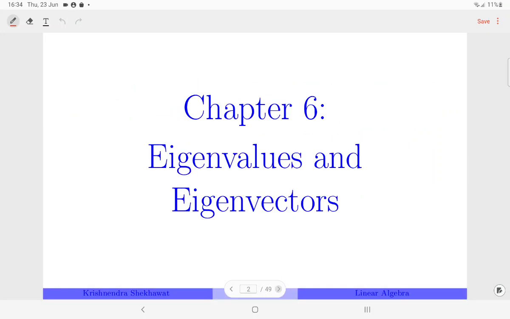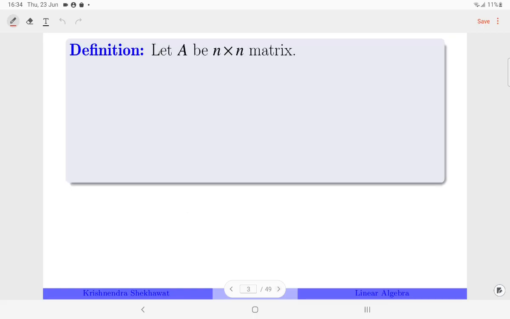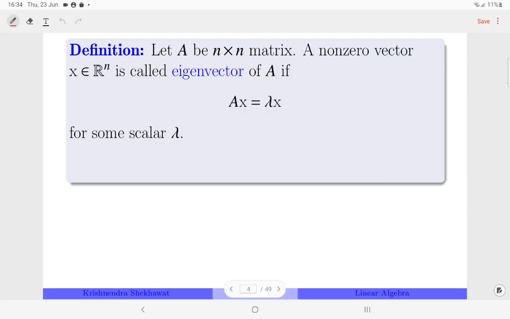Good morning everyone. So today we are going to discuss the last chapter of this course, linear algebra, which is eigenvalues and eigenvectors. So let A be a square matrix of order n. Then we say a non-zero vector. Non-zero is a very important term.